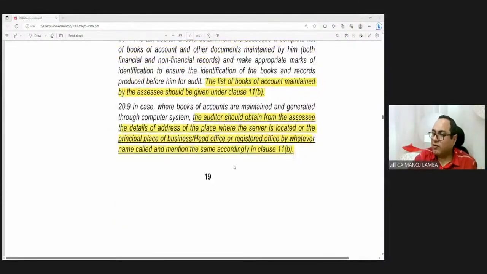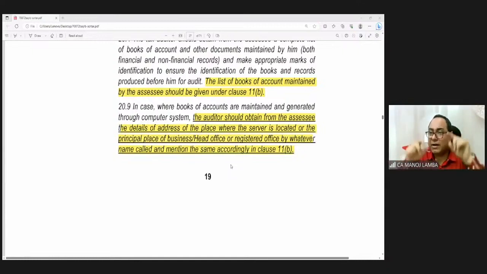In cases where books of account are maintained and generated through a computer system. Generally, in today's digital India, books are maintained on computer systems. In such cases, the auditor should obtain from the assessee the detail. Very important, my dear friends. In case of banks, NBFCs, financial institutions, businesses having multiple franchises, or multiple retail outlets but centralized accounting is being done.